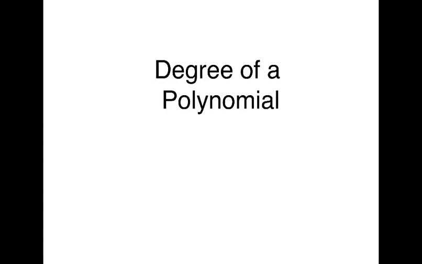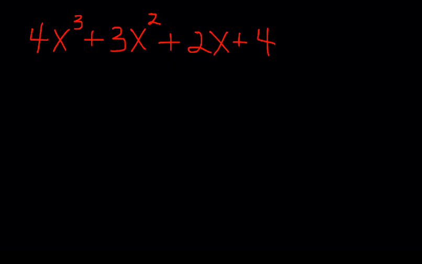In this lesson, we're going to look at how you compute the degree of a polynomial. If you recall, a polynomial is a group of terms separated by plus and minus signs. So if you look at the polynomial that I have displayed right here, you notice that this polynomial has 1, 2, 3, 4 terms.